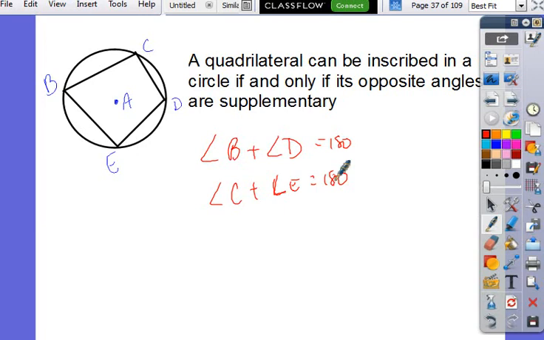We were trying to make... Y'all would put them equal to each other. That's the common mistake that people make, is they put the opposite ones equal. It's not what the rule says. It says they got to be supplementary.